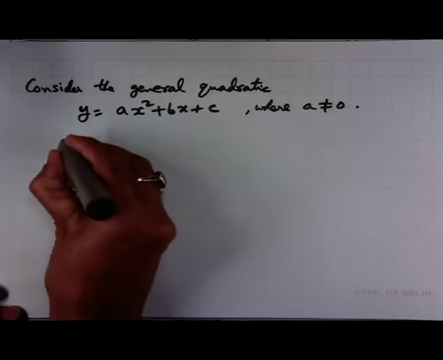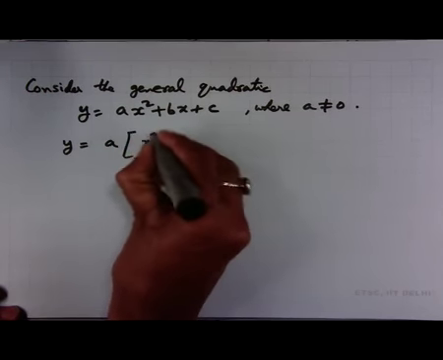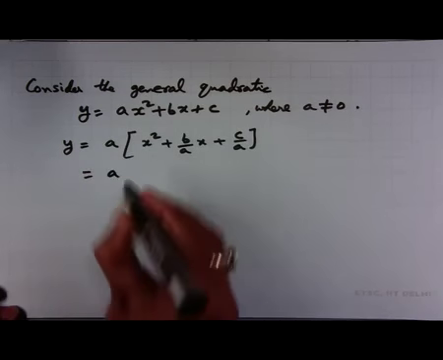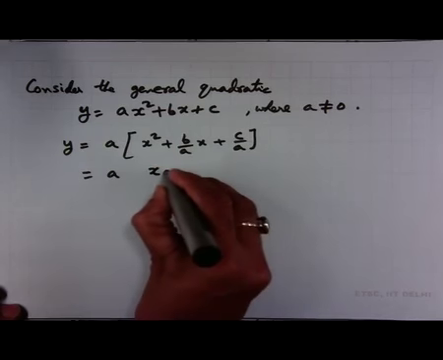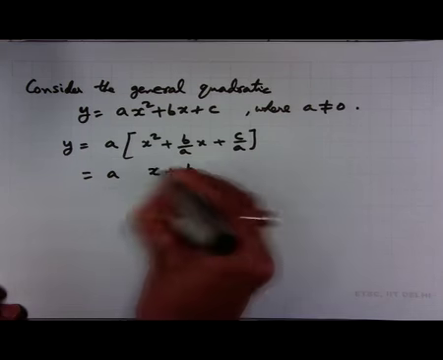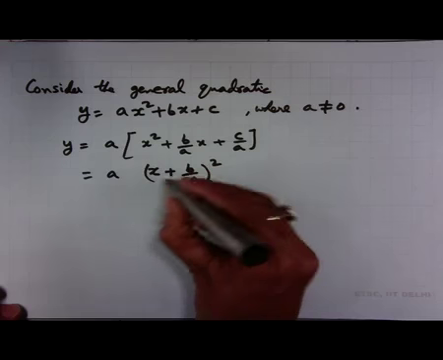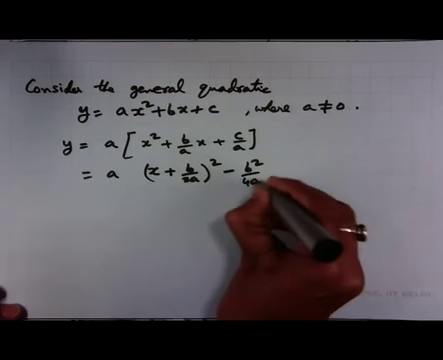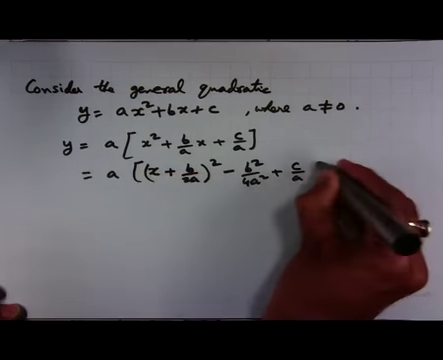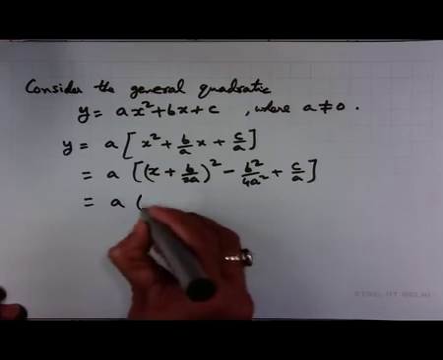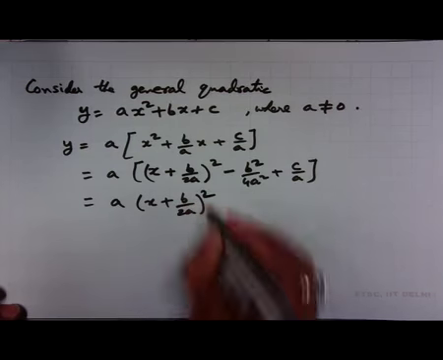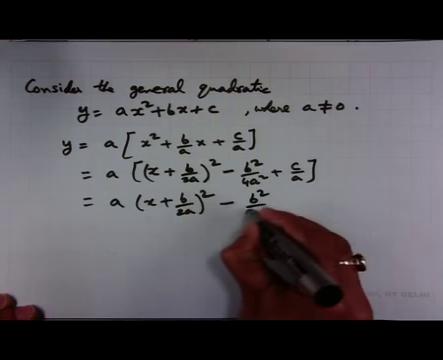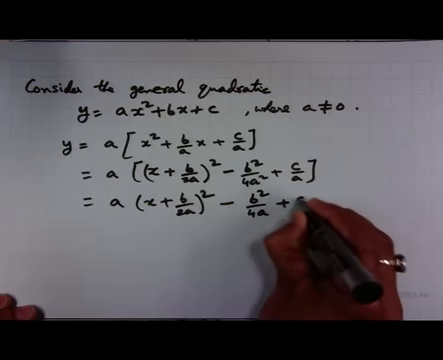So, we can write this as y is a times x square plus b by a x plus c by a, and then what we do is we complete the square here. So, we can write this as x plus b by 2 a whole square. This will give you x square plus b by a x plus b square by 4 a square. So, we subtract b square by 4 a square plus c by a, which is the same thing as a times x plus b by 2 a whole square minus this b square by 4 a square multiplied by a gives b square by 4 a, plus c by a times a gives c.